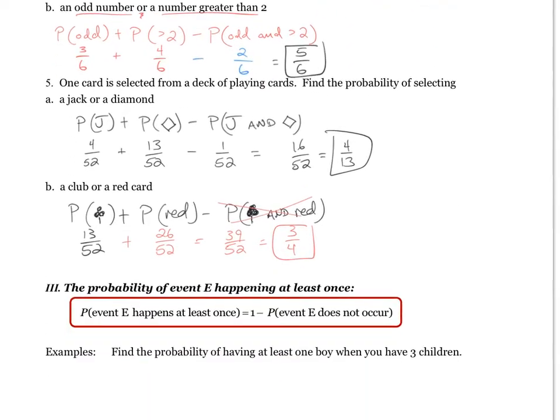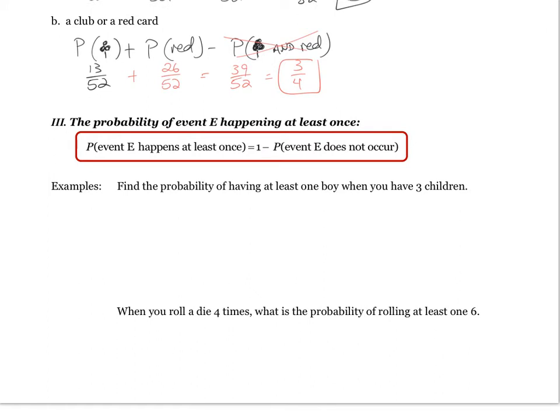Let's take a look at at least once type of probabilities. So one thing that you can look here is that the probability event E, so we're just calling it E, happens at least once is 1 minus the probability the event E does not happen at all. This will require the use of AND probabilities.